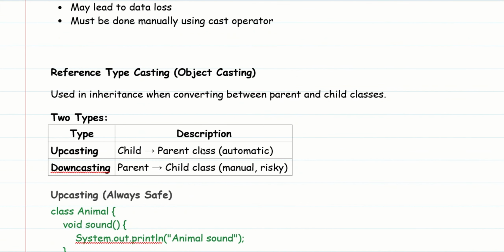Then comes reference type casting. Reference type casting is used in inheritance when converting between parent and child classes. That's why it's called object casting. We have seen these examples in previous videos, like in polymorphism or abstraction through the upcasting process. We have two types: upcasting, which is converting child to parent, which is automatic, and downcasting, which is parent to child conversion, and you need to do it manually. It's similar to what you have seen in primitive, where you need to use the cast operator. In upcasting, Java will take care of it.